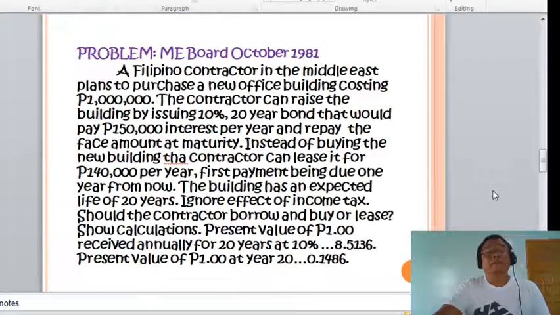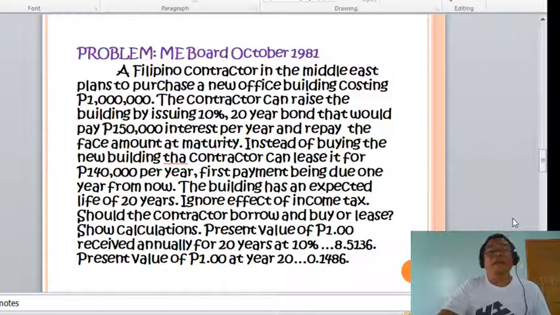Okay? So let us take this example. This is a board examination given October 1981. A Filipino contractor in the Middle East plans to purchase a new office building costing 1 million. The contractor can raise the money by issuing 10%, 20-year bonds that would pay 150,000 interest per year and repay the face amount at maturity.